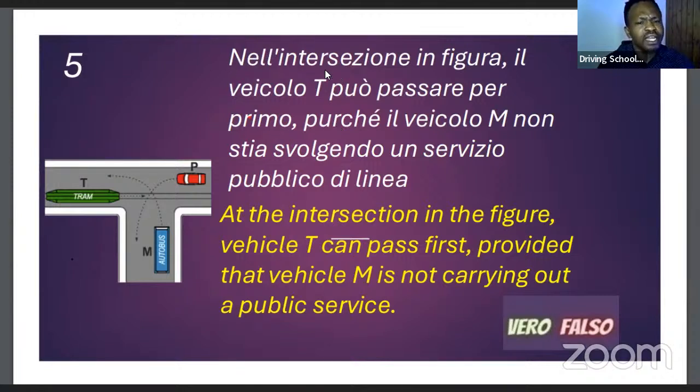It said, nell'intersezione in figura, il veicolo T può passare per primo, purché il veicolo M non stia svolgendo un servizio pubblico di linea. Let's go to the English, the translated part. At the intersection in the figure, vehicle T can pass first, provided that vehicle M is not carrying out a public service. Now, how can I explain this thing?